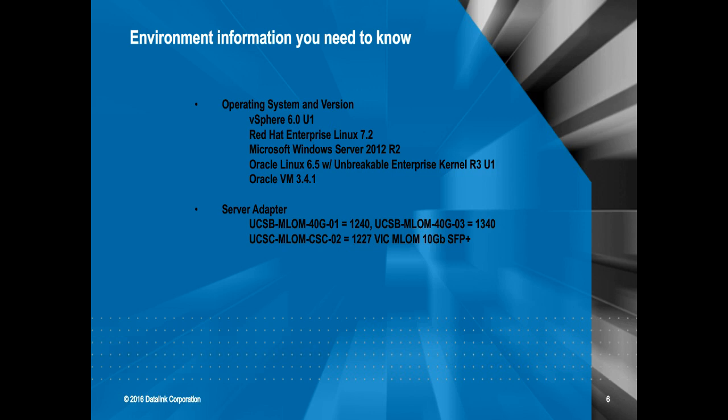Below is an example of the product ID and what it equates to. So when you see the MLOM 40G-01, you'll know that that's a 1240. If you see a -03, that would equate to a 1340 VIC. Underneath it, you'll see what the C-series looks like. Most popular are the 1227s and the 1225s.